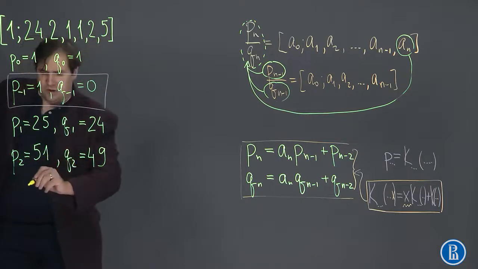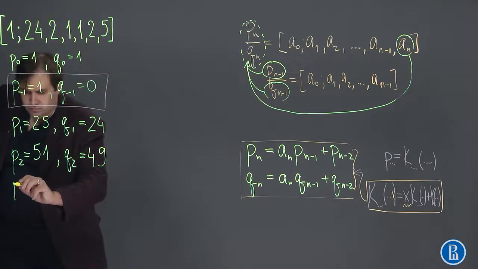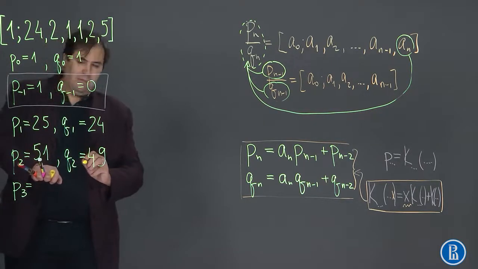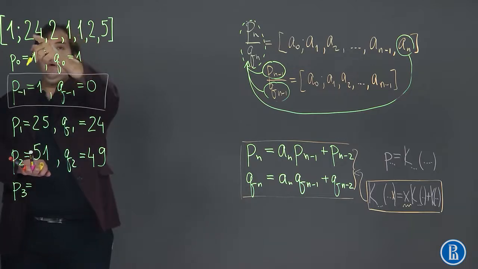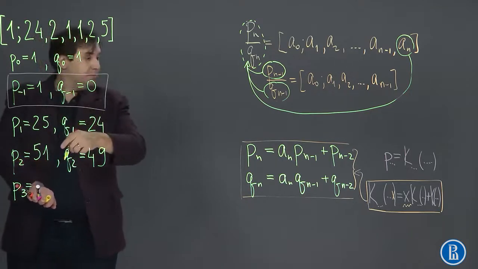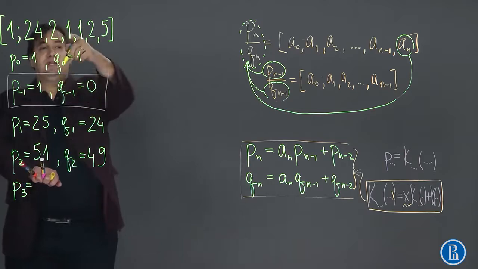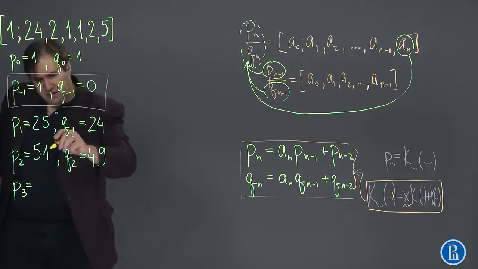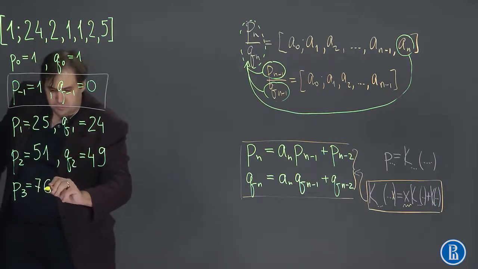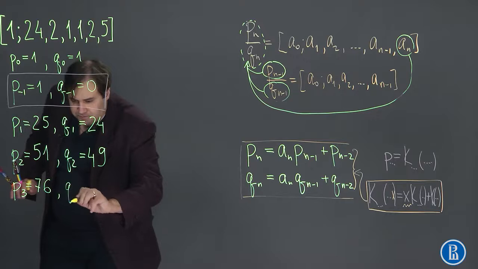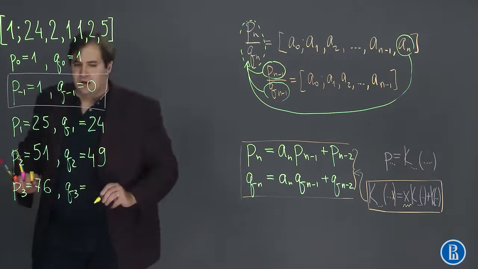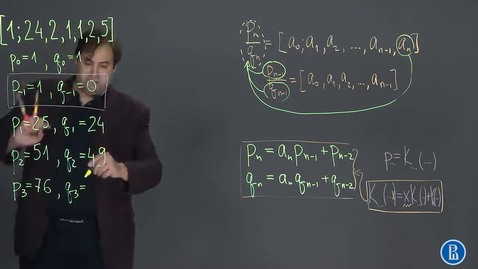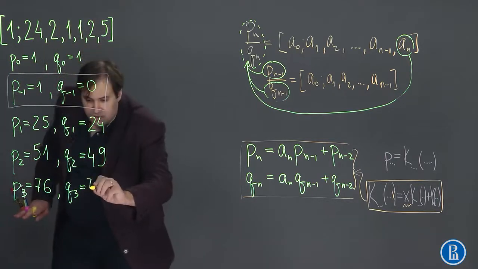The next one, P3, is equal to 51 multiplied by 1. Well, this is A1, A2, A3, so yes, that's right. 51 multiplied by 1, which is 51, plus the previous one, which gives us 76. Q3 is equal to 49 multiplied by 1 plus 24, which is equal to 73.